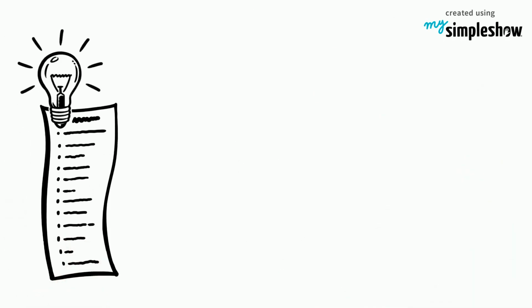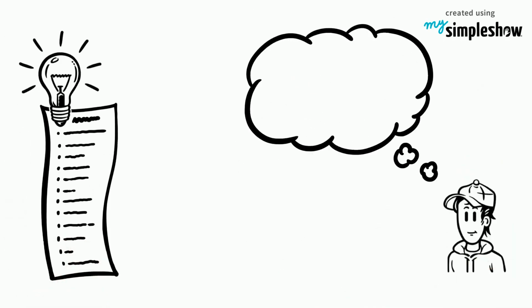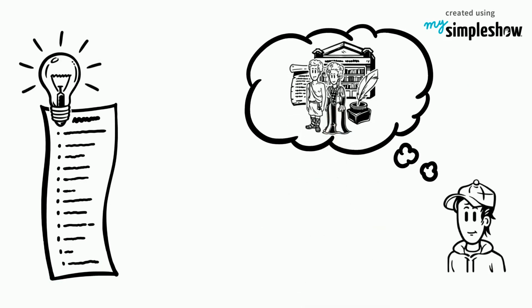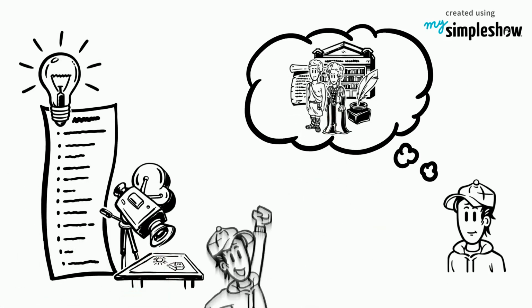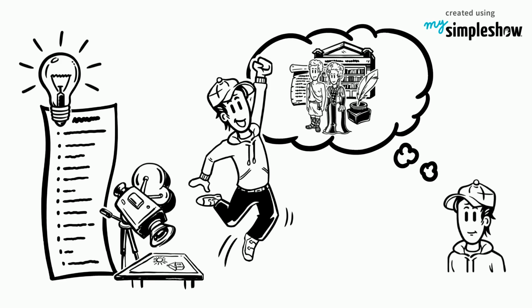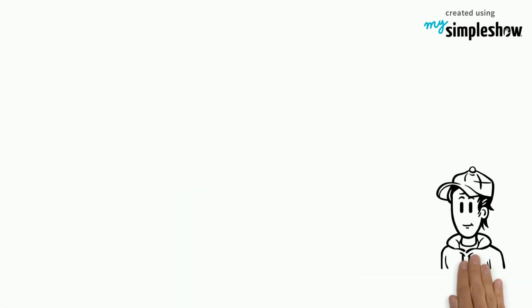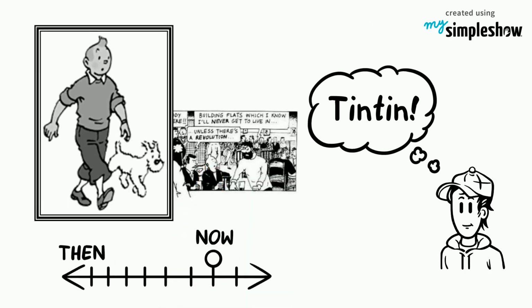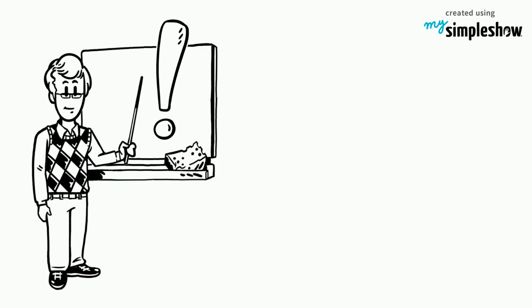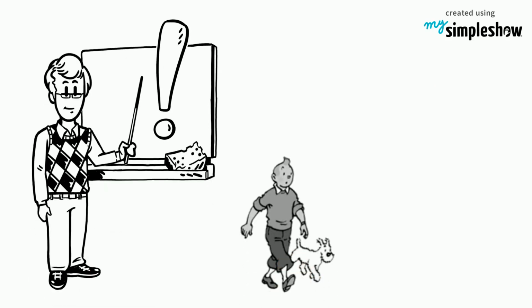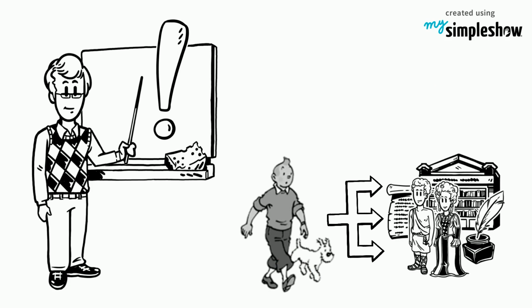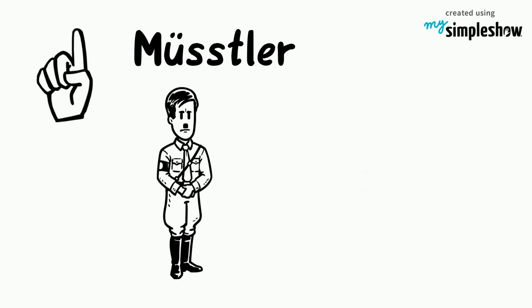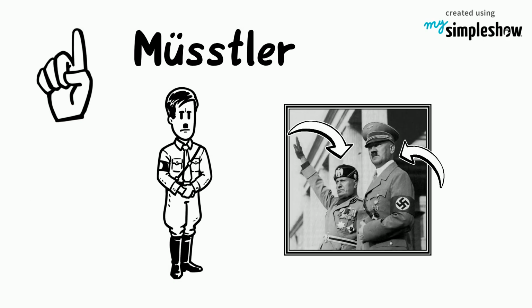Julian makes a list of his ideas. The more Julian thinks about all the possible history topics for his explainer video, the more excited he gets. He even thinks of explaining the history of his favorite comic strip character, Tintin. After all, did his teacher know that many of the Tintin adventures have significant links to history? For example, the character Mustler is a combination of Hitler and Mussolini.